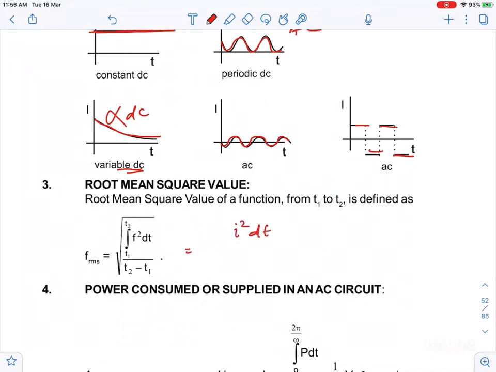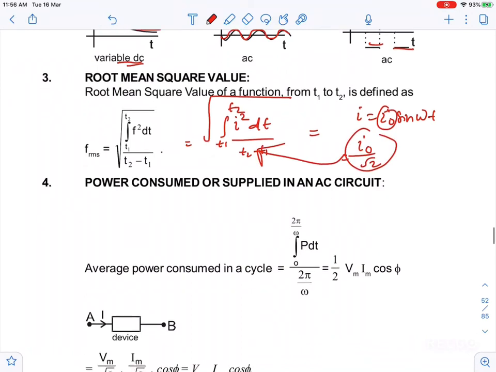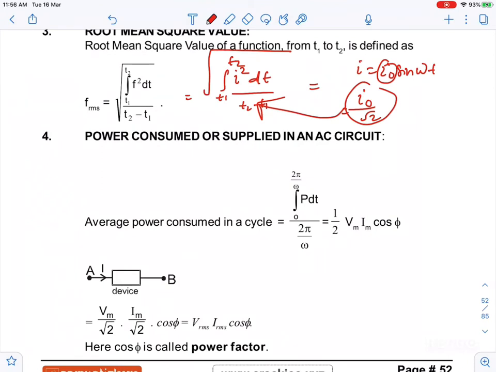Root mean square value, you should directly remember: integrate I square dt from t1 to t2, take the square root of this, divided by the time, meaning t2 minus t1. This is the value of RMS. Suppose I is equal to I naught sine omega t. So its RMS value is I naught by root 2. Keep in mind this. You can calculate by using this result.